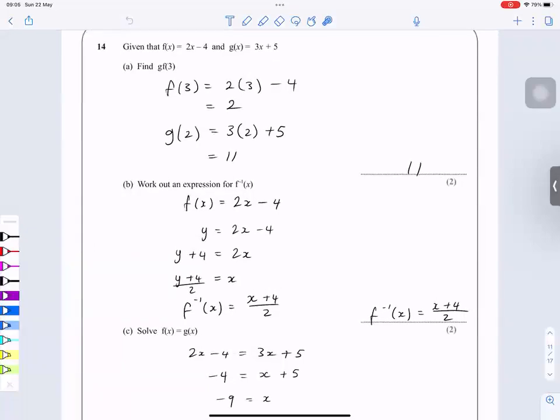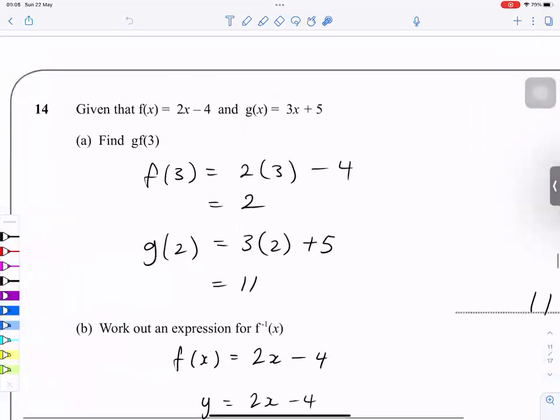So for this question, question 14, given that f of x equals 2x minus 4 and g of x equals 3x plus 5, find g f of 3. G, f, and then 3 there. What it means is you take the 3 and replace it for x in that f. So you go to f, the 3 goes there.